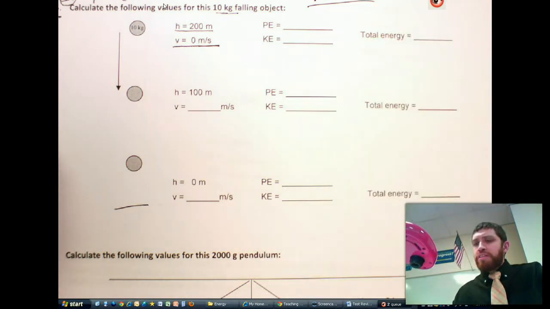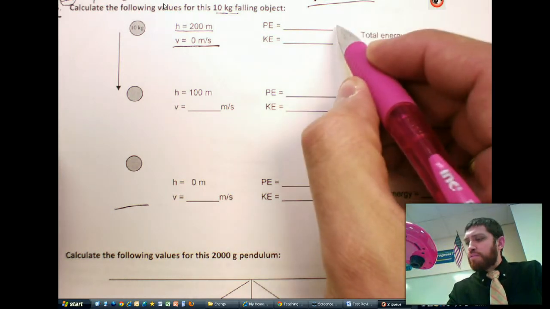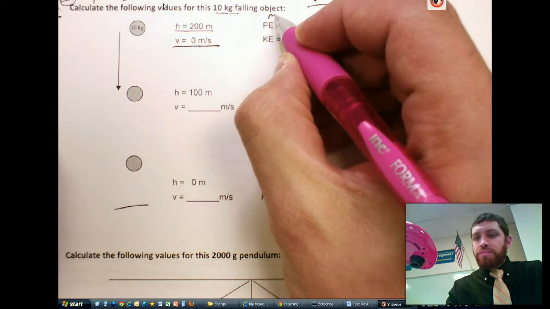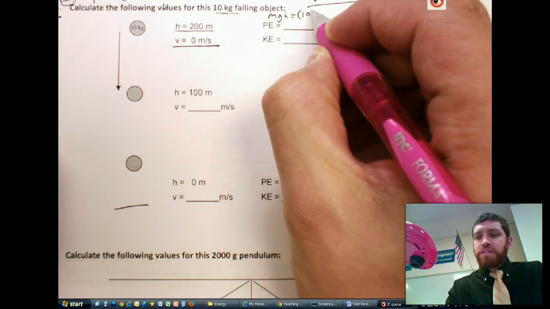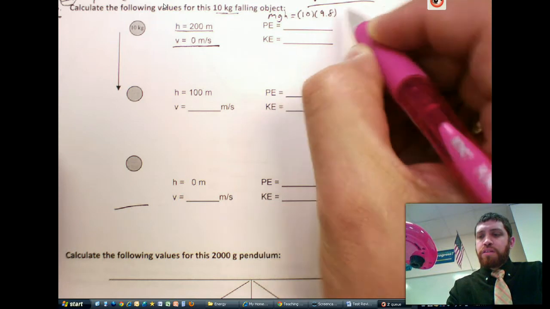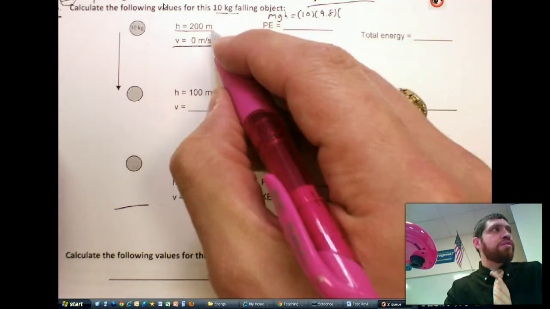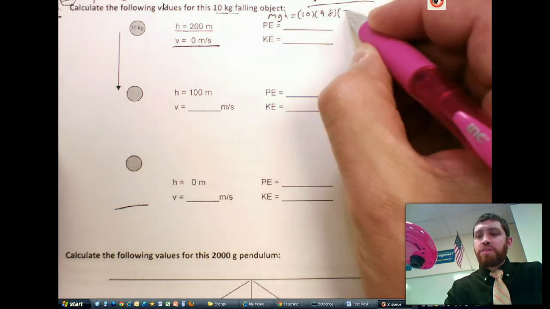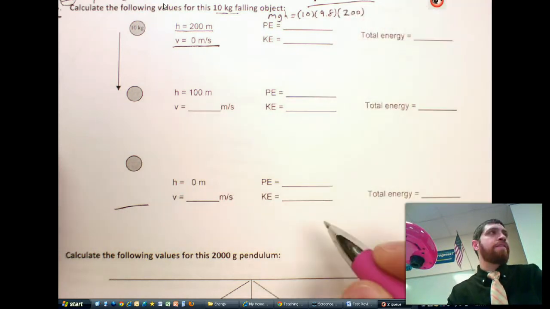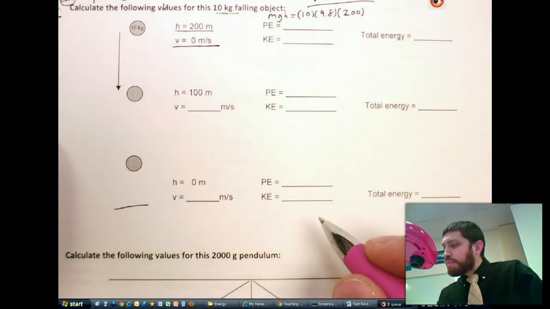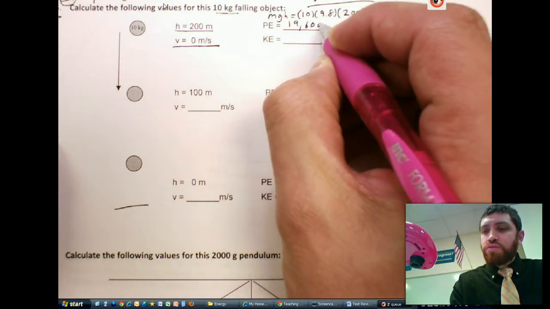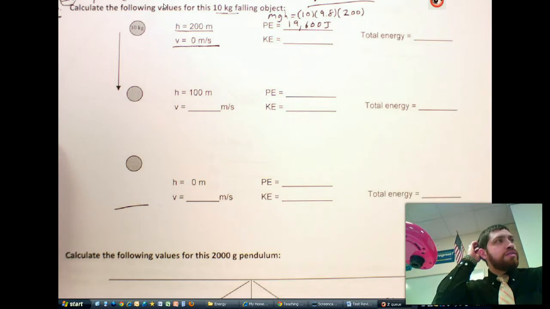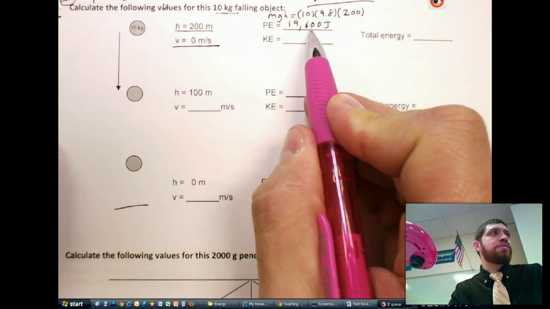Pretty simple to calculate potential energy at this point. Potential energy is simply mgh, which if we plug everything in, that's 10 times 9.8 times the height, which is 200 meters. Meters is what we need, so we're just going to keep it like that. And 10 times 9.8 times 200 gives us 19,600 joules of energy. Right? 19,600 joules of potential energy.